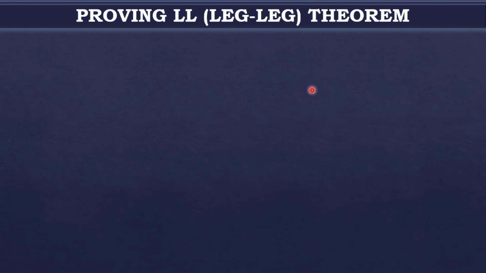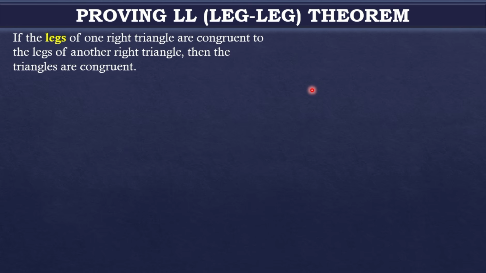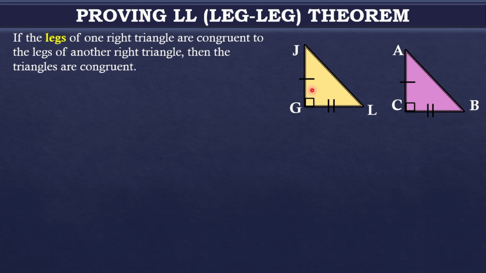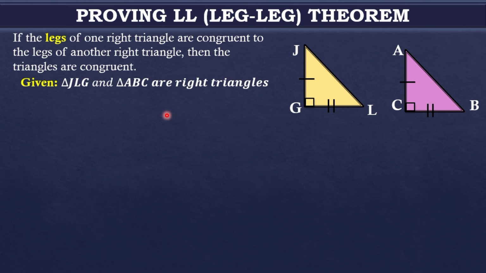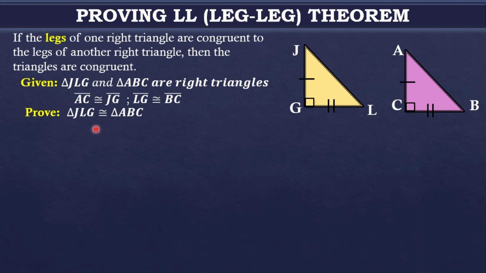So, let us prove the LL or the leg-leg theorem. So, ano ba ito? If the legs of one right triangle are congruent to the legs of another triangle, then the triangles are congruent. So, pinakita ko to kanina. So, let us prove this theorem. So, given triangle JLG and triangle ABC are right triangles, also, segment AC is congruent to segment JG and LG is congruent to segment BC. Now, we will prove that these two triangles are congruent.